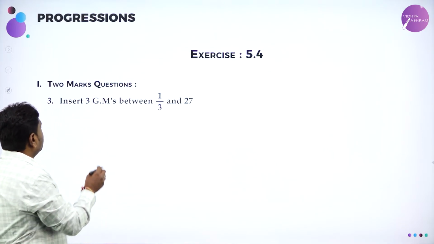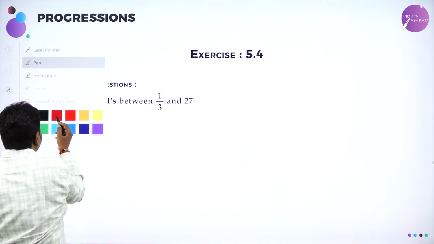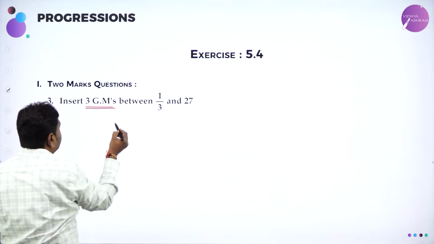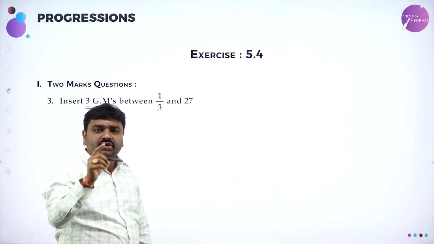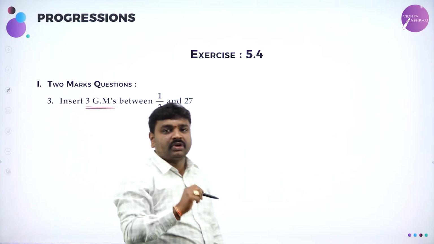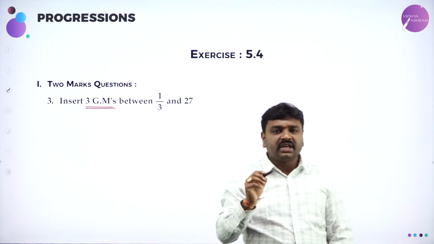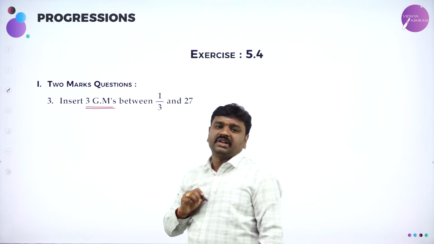So now, they want you to insert geometric means. They want you to insert 3 geometric means. Same method, but we should use the general term for GP. What is the general term for GP? An is a into r power n minus 1.